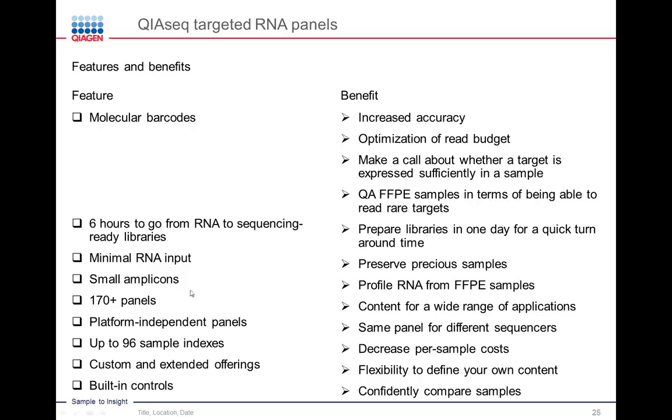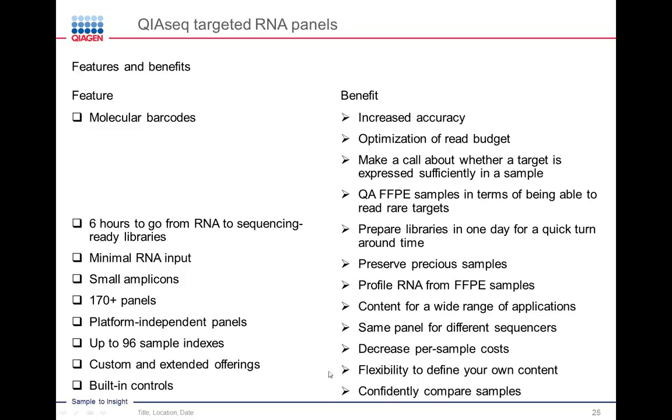There is a wide range of content. More than 170 different panels have been put together for a wide range of applications. The panels themselves are platform independent, so you don't have to switch between different panels for different sequencers. You can use the same panel for Illumina platforms or IonTorrent platforms. A high degree of flexibility to index up to 96 samples decreases the cost per sample. Custom and extended offerings: you can now build your own content with the custom and extended offerings of the QIASeq targeted RNA panels. And then you have the built-in controls that allow you to confidently compare samples.